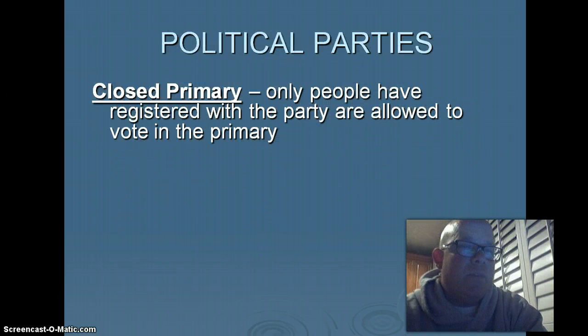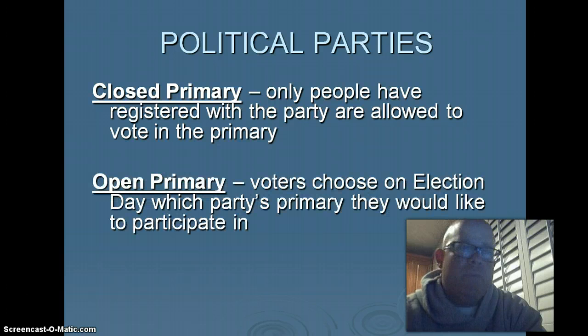All right, one of the biggest ways that state parties can be influential is they decide what kind of primary the state is going to have. And we'd have two basic types. We have the closed primary, where only people who have registered with a particular party label are allowed to vote in that primary. Okay, an example would be Pennsylvania. Open primary is when voters choose on election day which primary they would like to vote in.